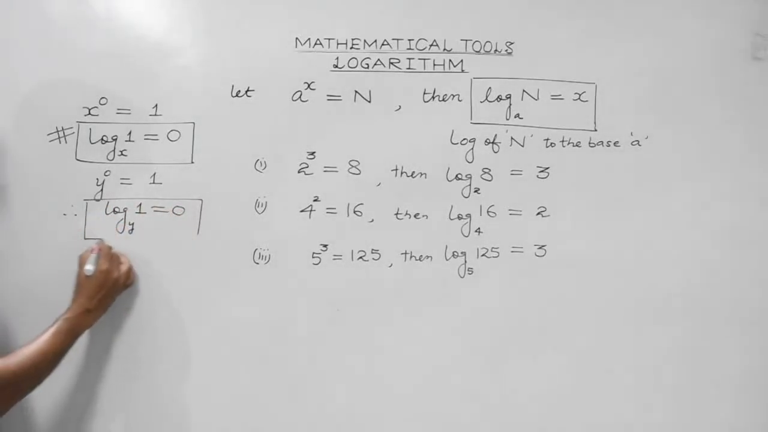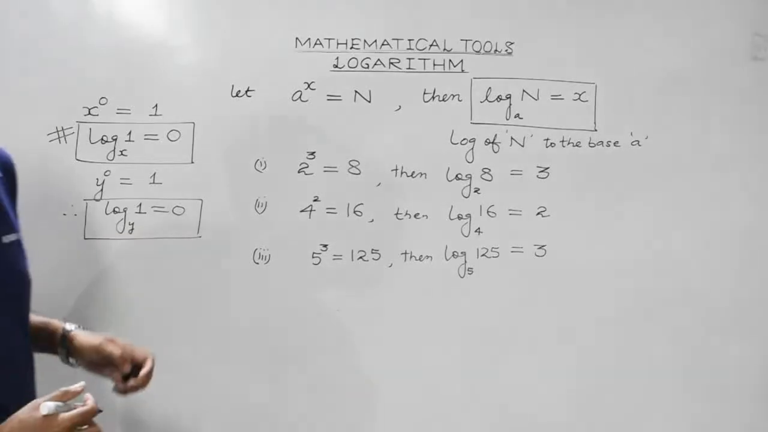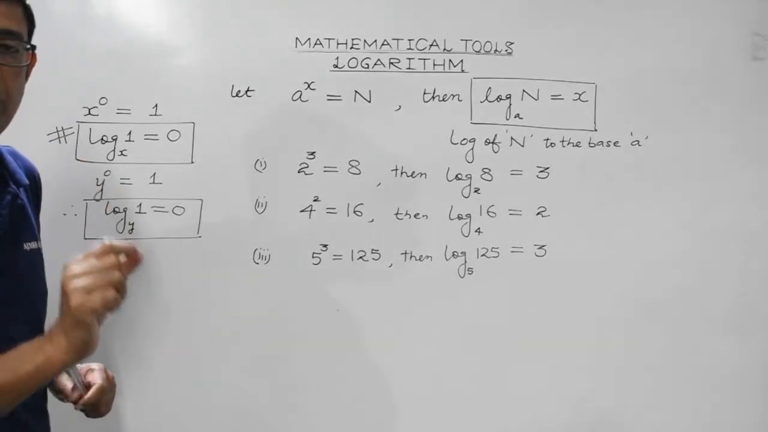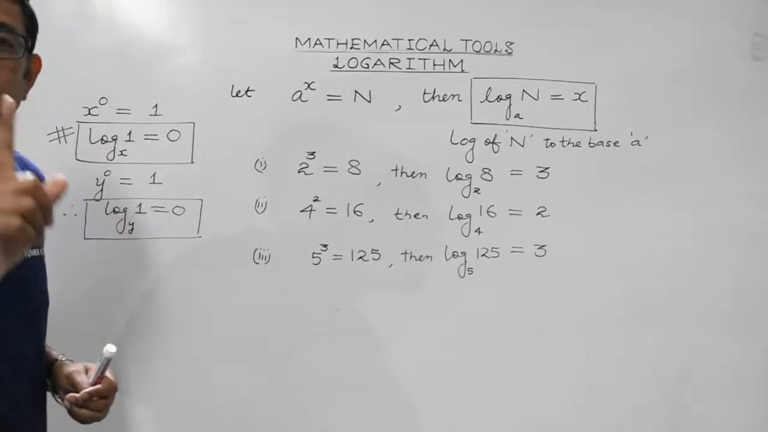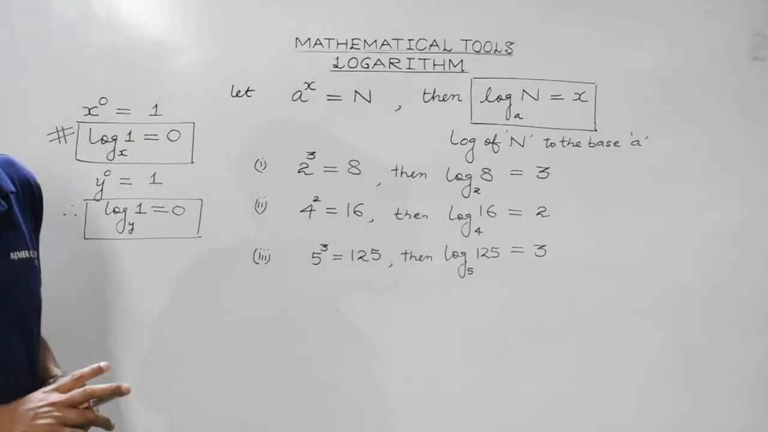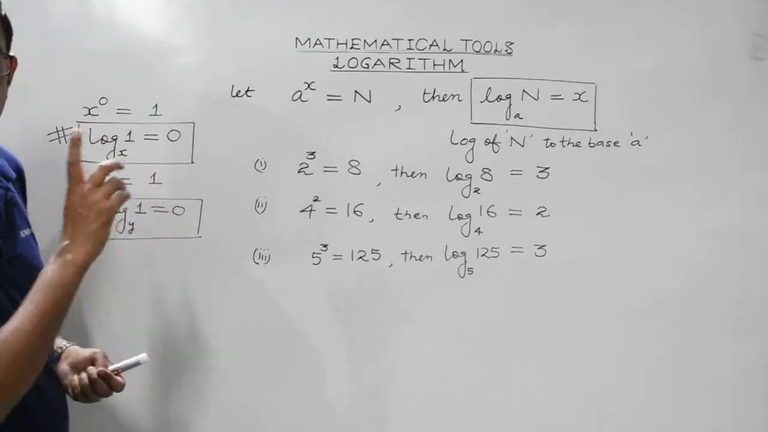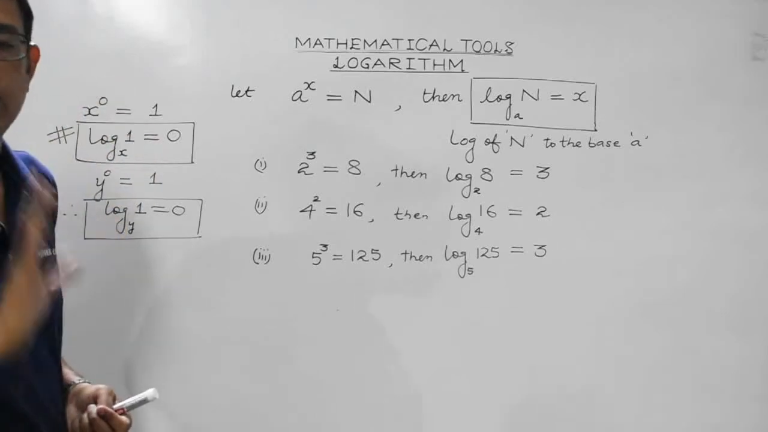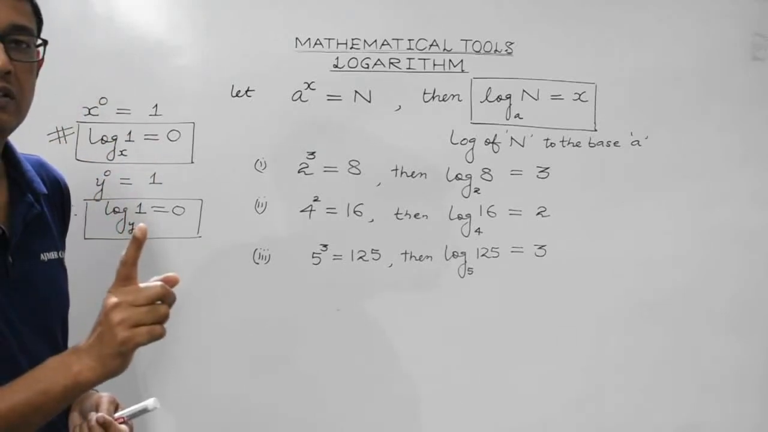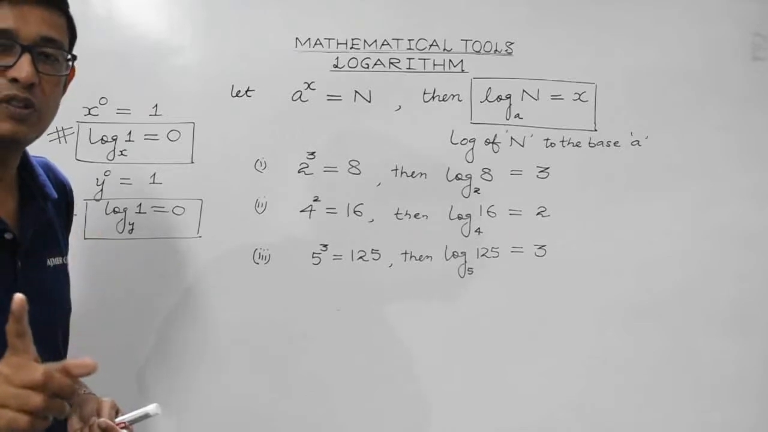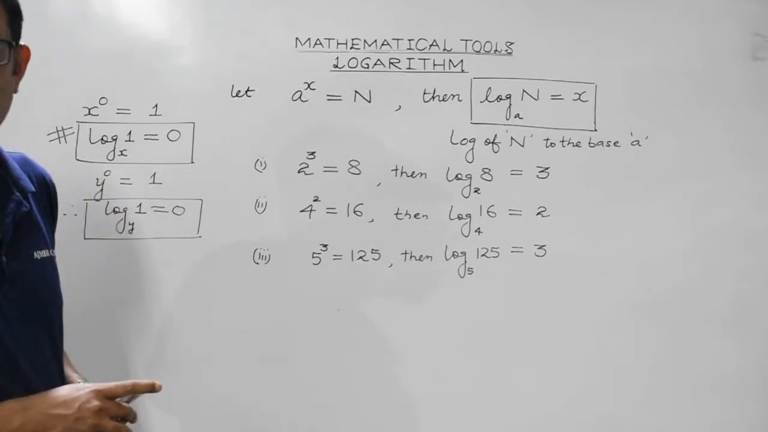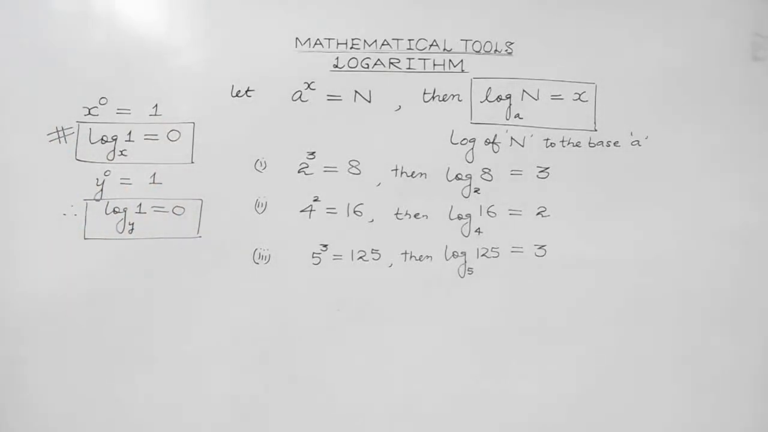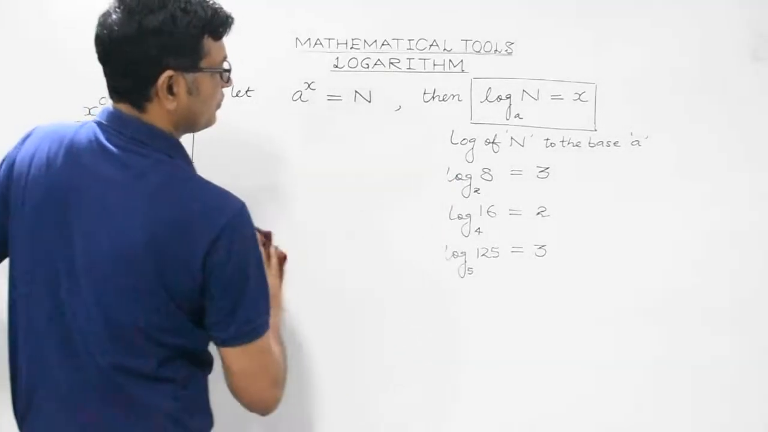So what do you conclude from this? From these two, we are able to safely conclude that logarithm of 1 to the base of anything is always equal to 0. Again, logarithm of 1 to the base anything, it can be a, b, c, d, e, whatever may be the base, log of 1 to any base is always equal to 0. Clear, students? This is the first very important result. Let's discuss some other important results as well.